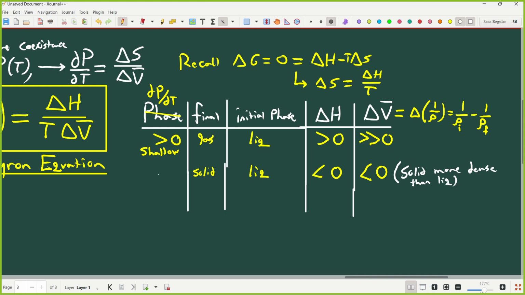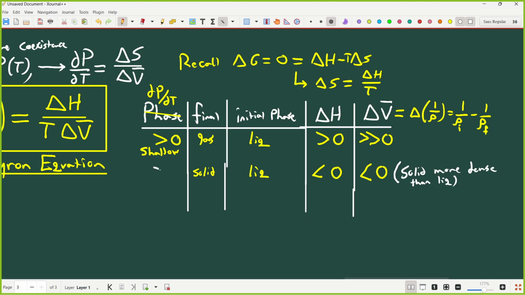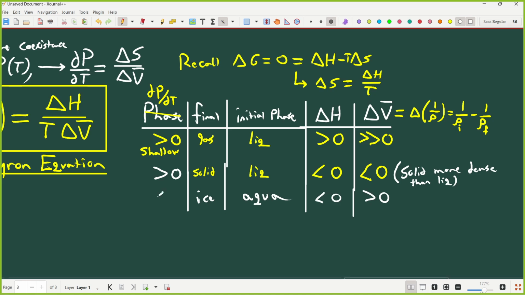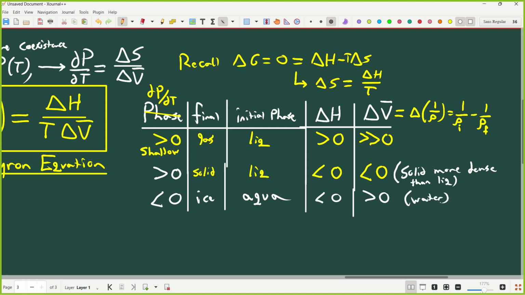So for regular materials, we have two negative signs for delta H and delta V. So dP/dT for that phase transition is greater than 0. But for water, ice and aqua, we have a change in sign for delta V. So dP/dT for water is opposite. I'll show you that in a second.